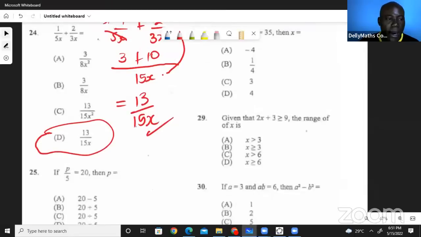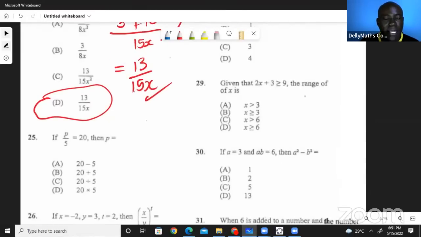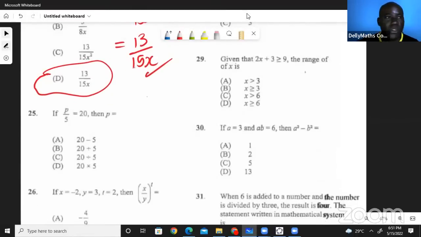All right, we're looking at the next question, number 25. Number 25 says, if P over 5 is equal to 20, what is P? You can just think about the concept. What are they expecting you to do here? If you want to find P, you multiply both sides by 5. That's the concept here. So it's all about 20 times 5, and the answer is D.